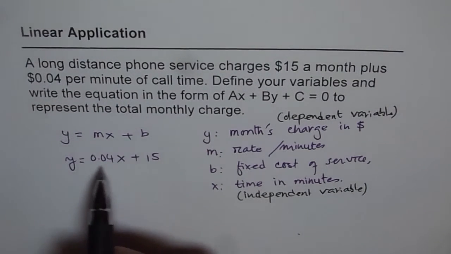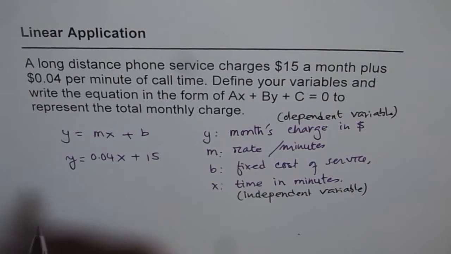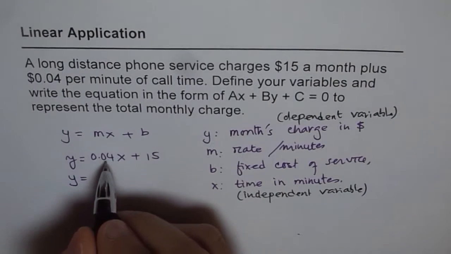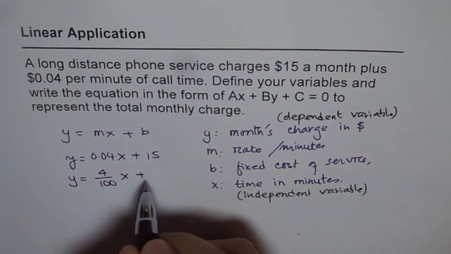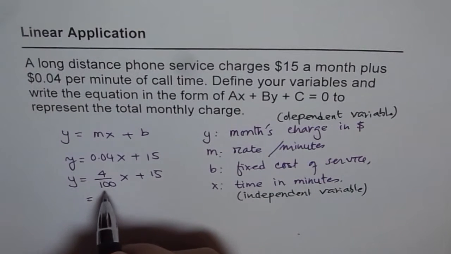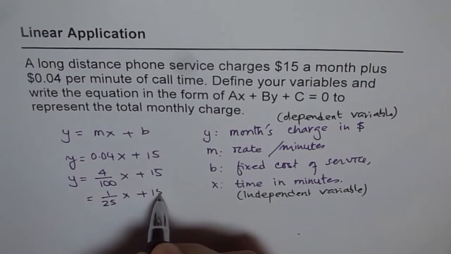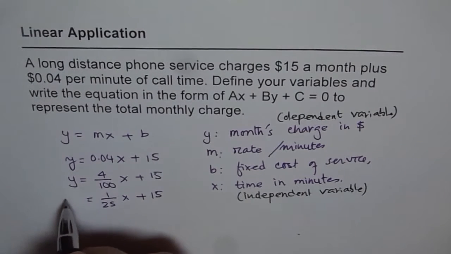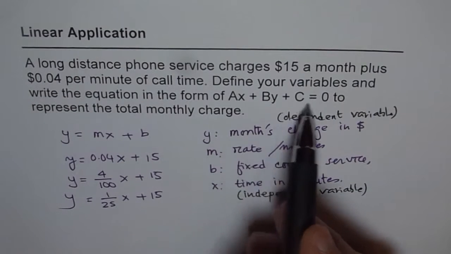And now let's rearrange this. So what you can also do is this decimal, you can write it in fractions. So let's see how. So 4 over 100, you can multiply by 100, get a whole number. So we can write this as 4 over 100x plus 15, and 4 over 100 can be written as, you can divide 100 by 4, there are 4 quarters, right? So we get 1 over 25x plus 15. Is that okay? So we get our equation in slope-intercept form. And now we'll write it in this form.